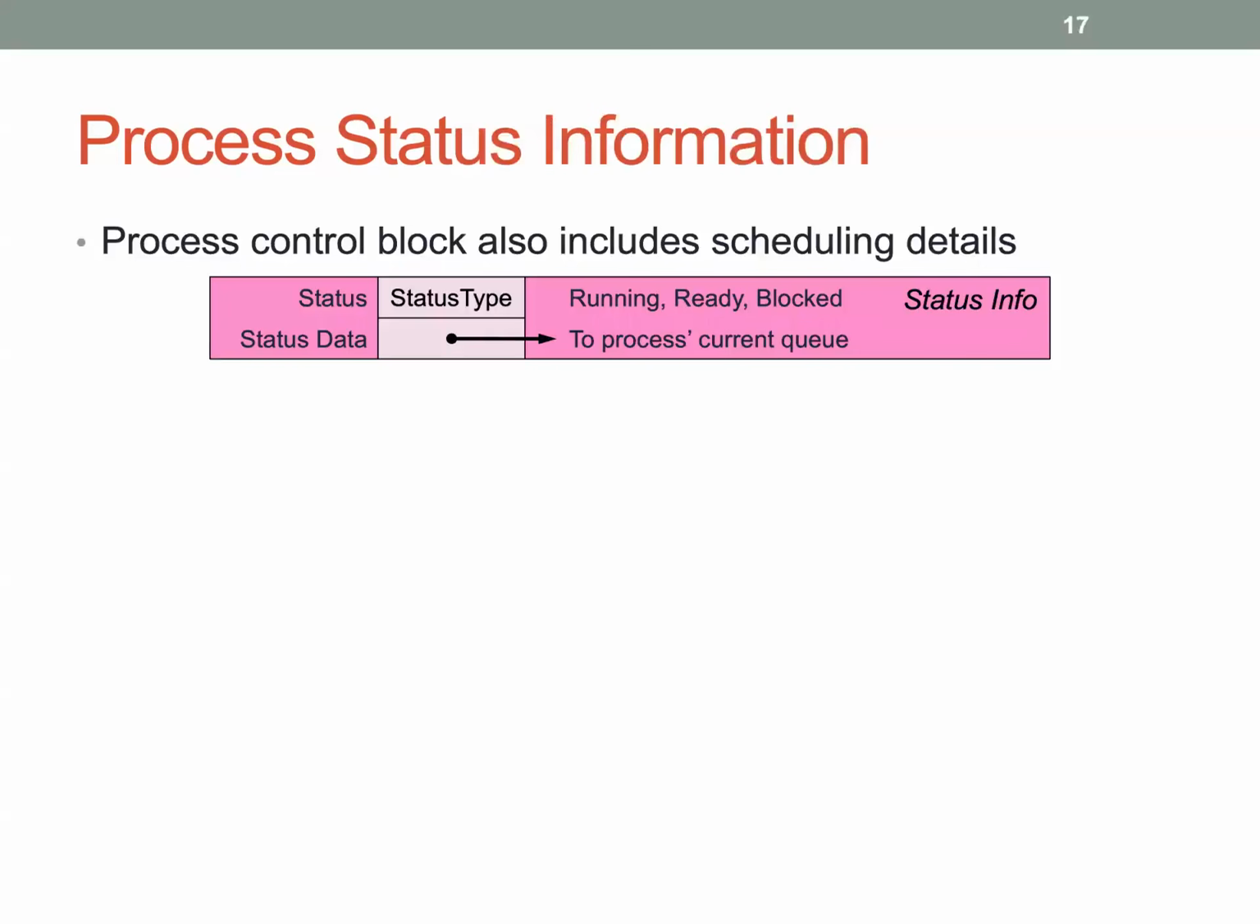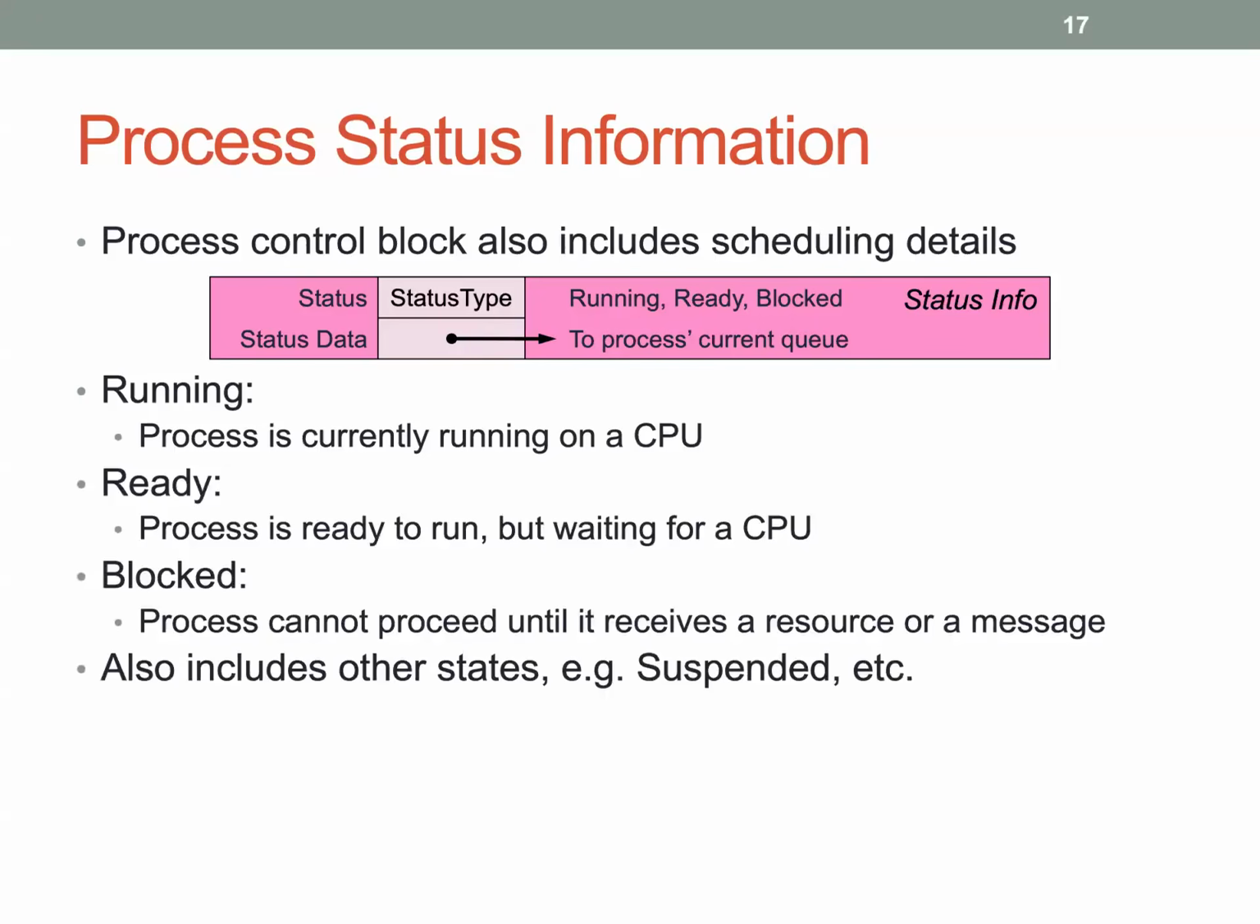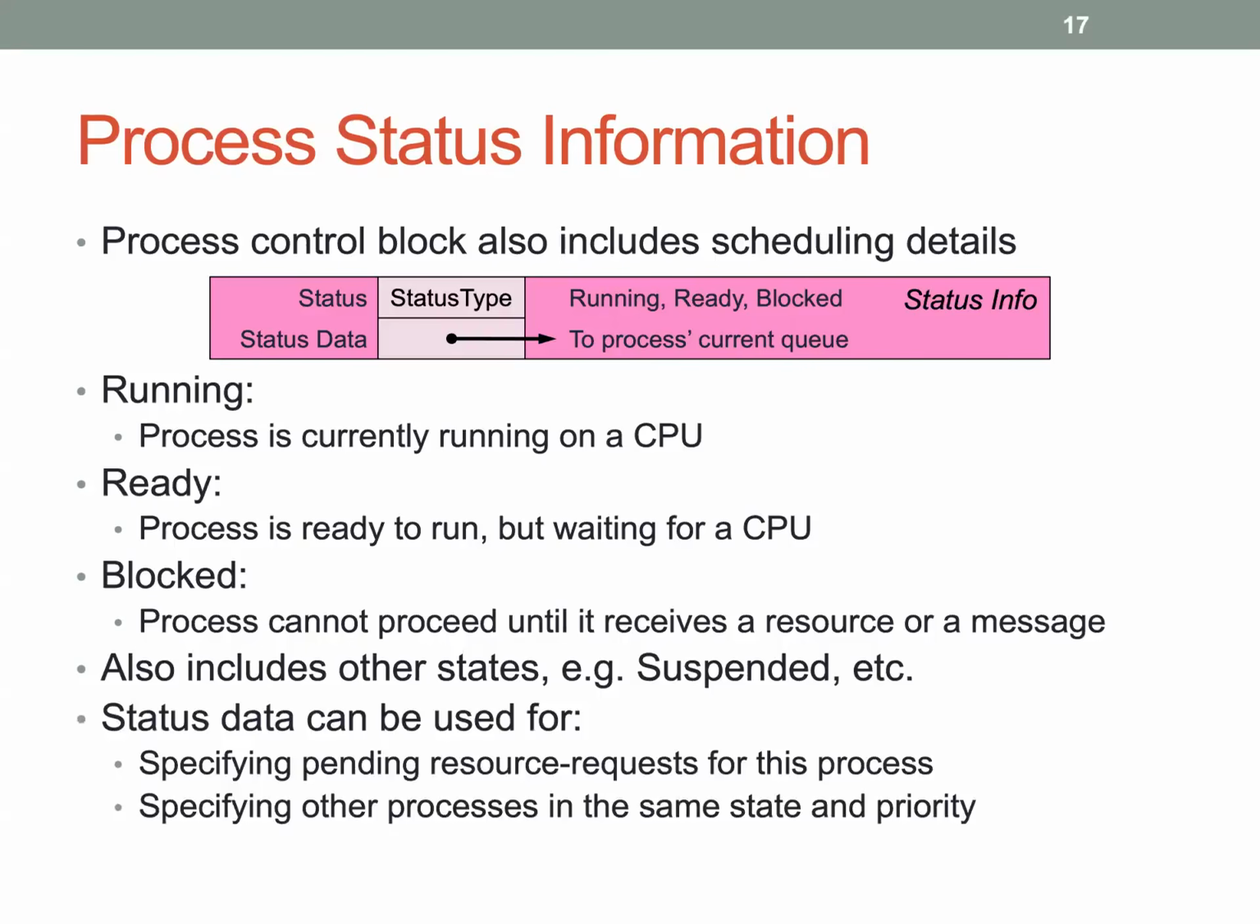Okay, status information. This is the scheduling details. This is basically implementing the state table that we talked about previously. You might have a status field that says what state the process is in, so it's easy to look up. There's also this interesting thing: what is the process's current queue? I do have this on the slide here.